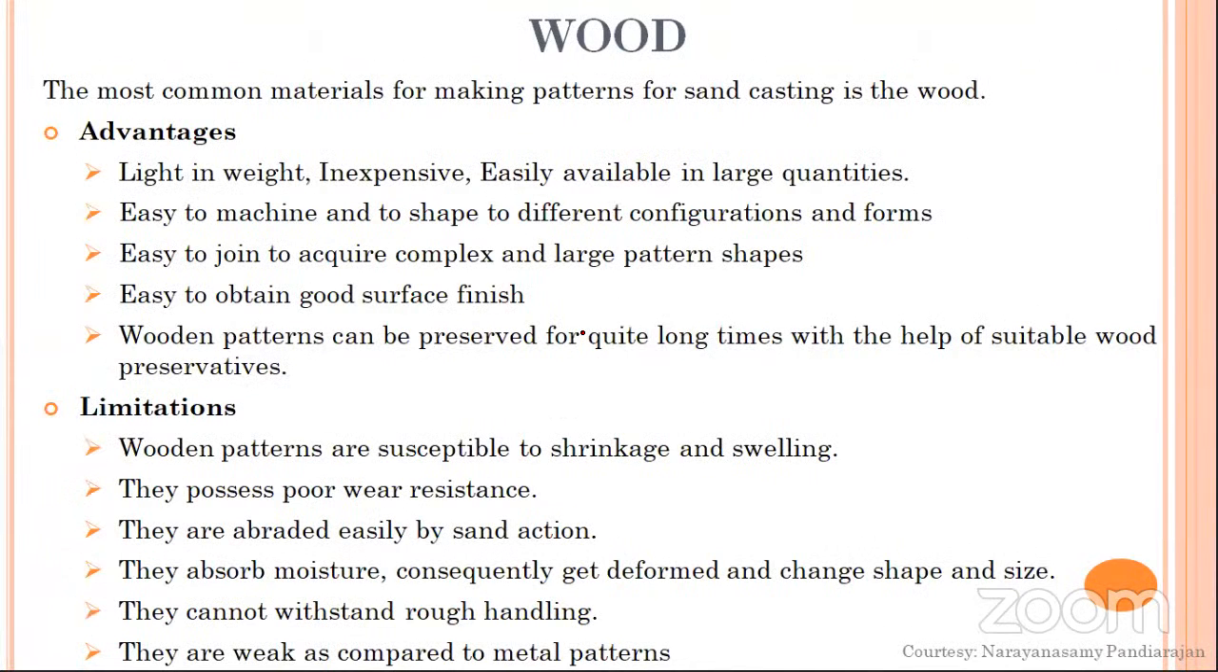See, these are the advantages and the limitations of wood as a pattern material. The advantages are: it's light in weight, inexpensive, easily available in large quantities. As I said, wood can be machined into whatever shape you require. You can get a good surface finish if you do a finishing process on wood. You get a very smooth surface finish, just like wooden doors, which are very smooth. And wood can be preserved for a long period of time.